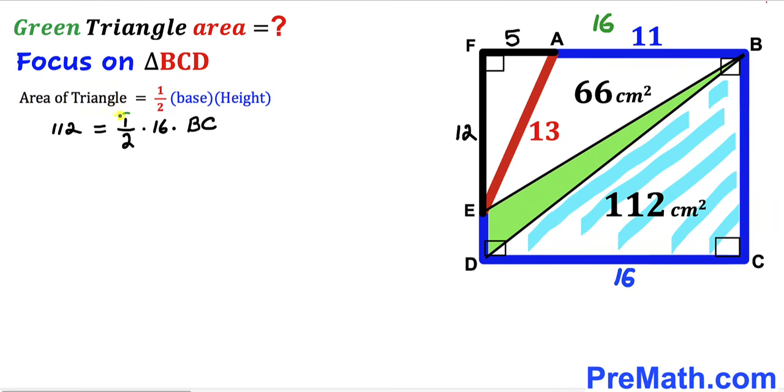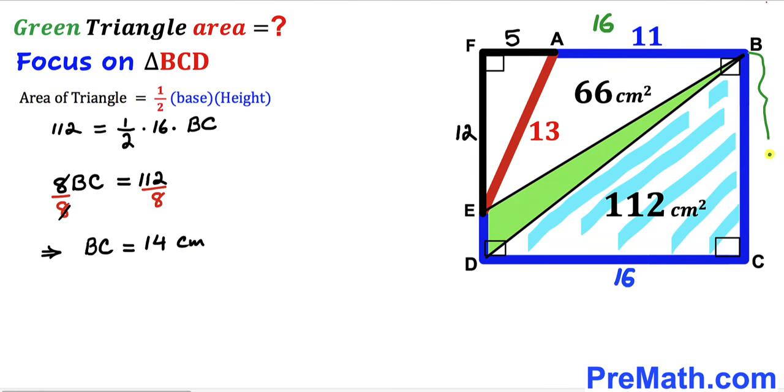And now we can see this 1 divided by 2 times 16 is going to give us 8. Let's divide both sides by 8, and we can see this 8 and 8 is gone. So therefore our BC side length turns out to be equal to 14 centimeter. So therefore this BC side length turns out to be 14 centimeter.